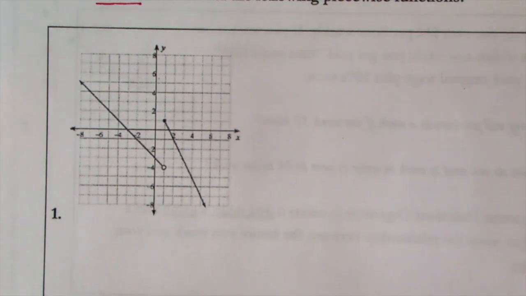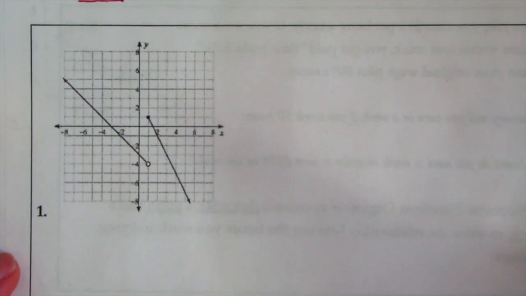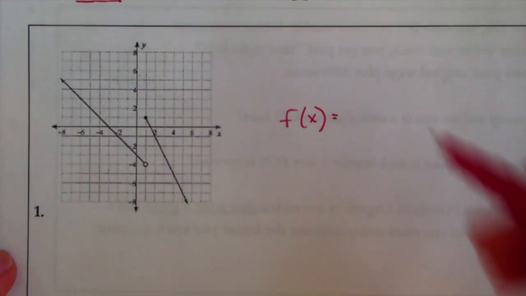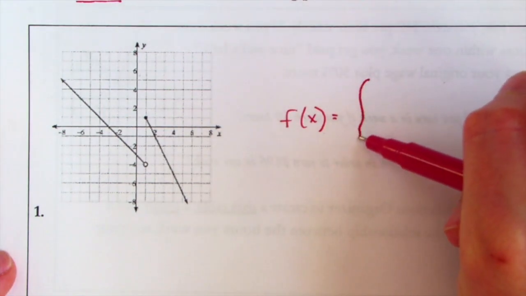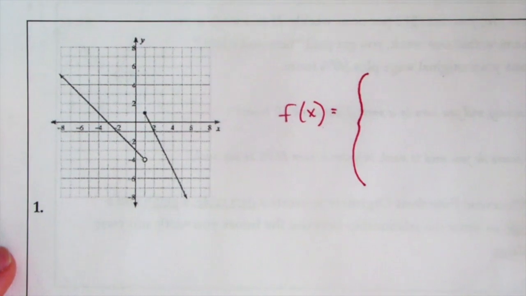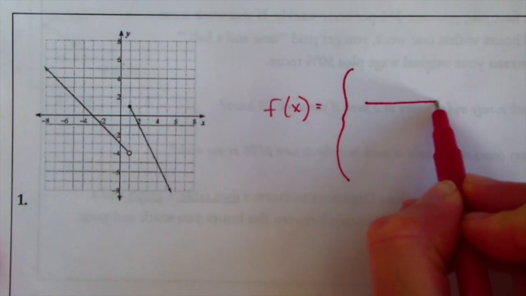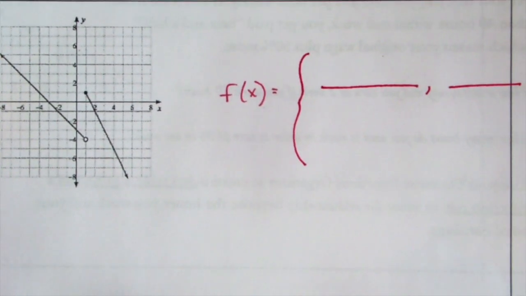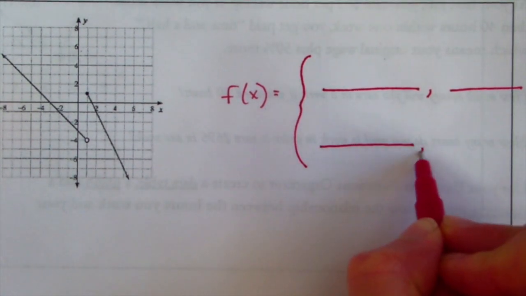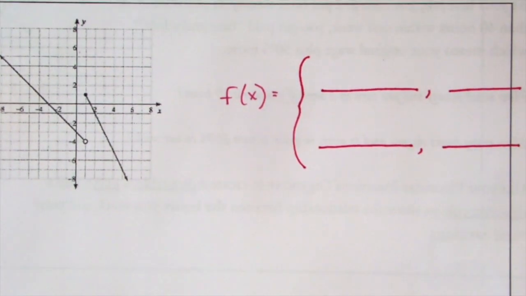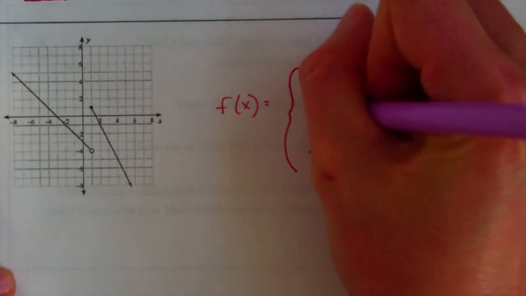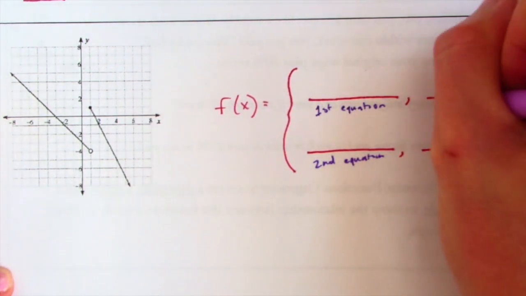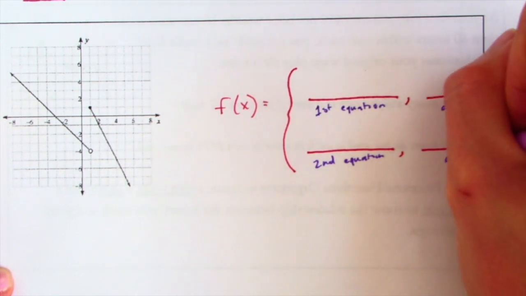So the general form of a piecewise function, as you saw in class on Monday when you were given formulas, is f of x equals, and then you normally have this weird bracket thing. Essentially what we're going to have is an equation, comma, a domain for that equation, and then a second equation, comma, and then the domain of that second equation. So let's go ahead and label all of those parts. First equation, second equation, domain, domain.